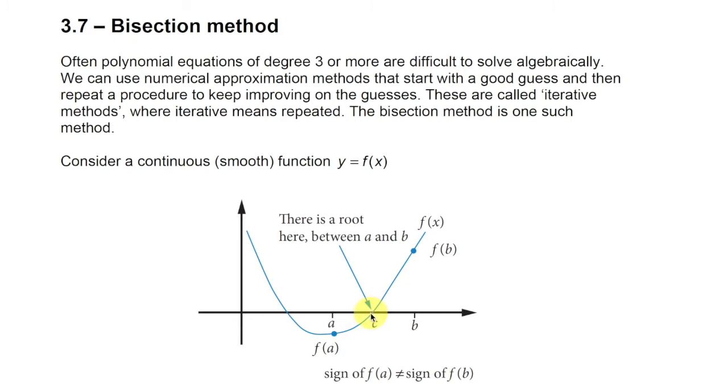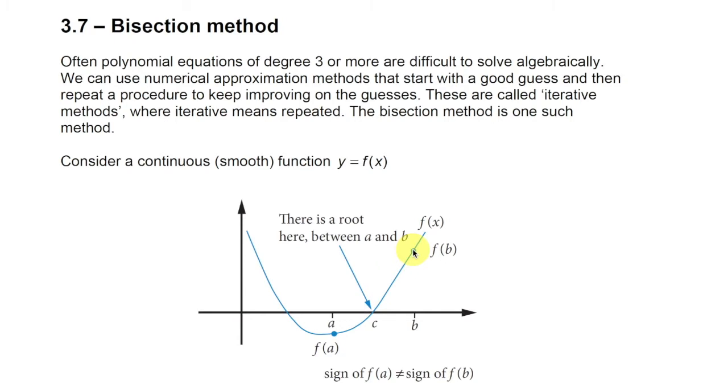Notice that as I move away from here, on either side, the graph will be negative and positive, always. So either side of the solution, I'm going to get a negative or a positive. Let's consider the substitution of a into f of x. It produces a negative. The substitution of b into the polynomial produces a positive.